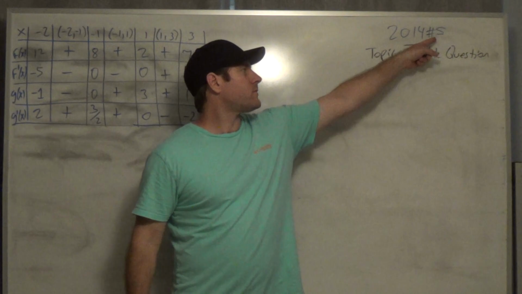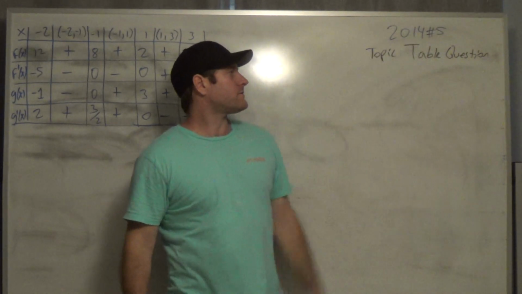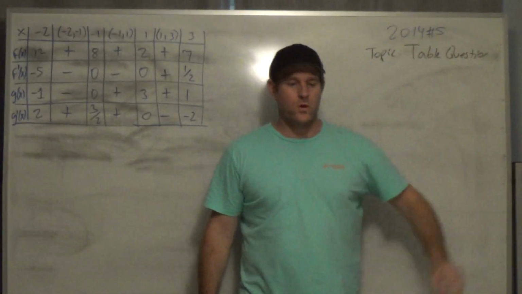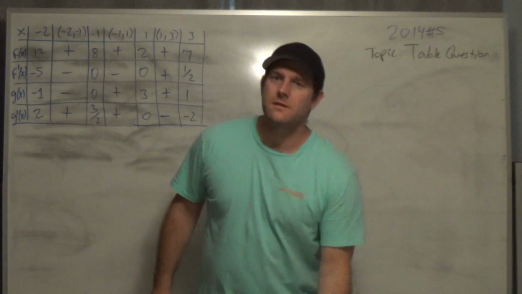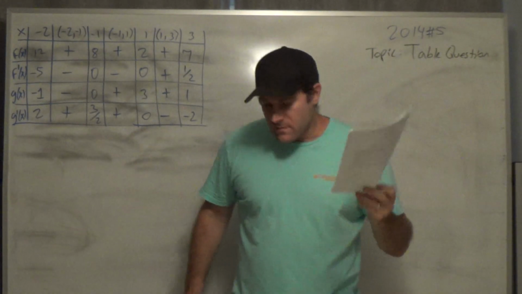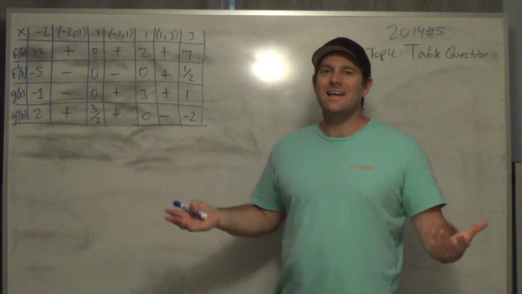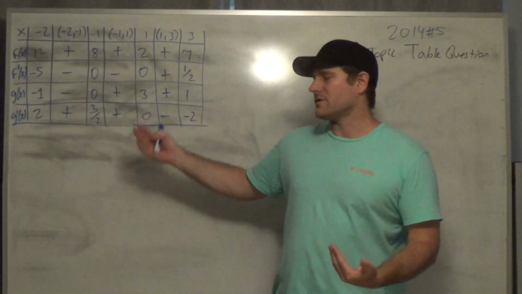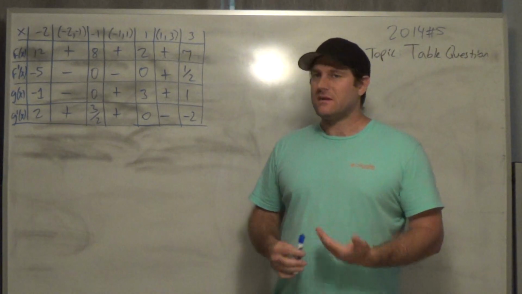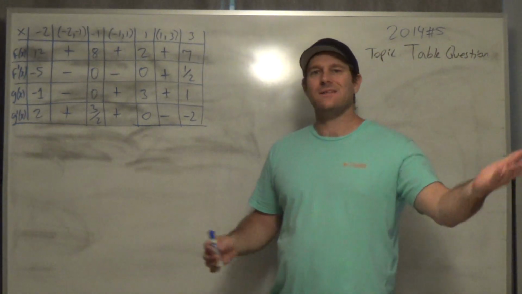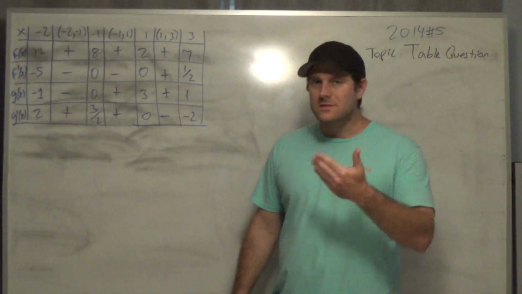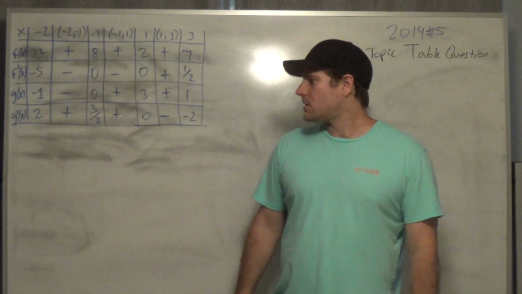This is 2014 number 5. This is AB 2014 number 5 and the topic, this is a table question from your packet, this is May 8th. Folks, this is what's going to be on your AP exam. You just can't do anything better than this. If the table gives you some information and they just say, hey, go use the information, this is going to be on your exam. I know it is.